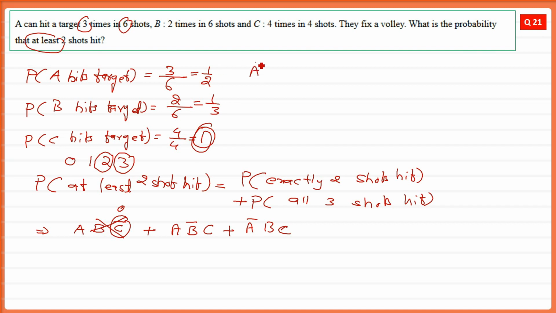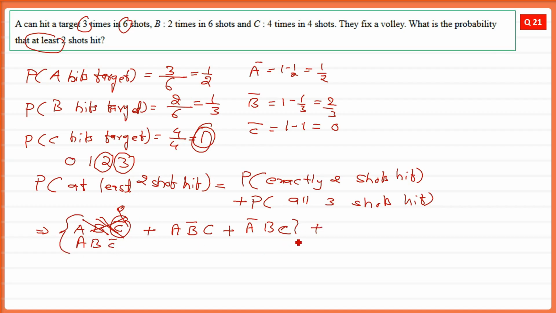Let me compute the probability of not hitting. A bar, the complement of A, will be 1 minus 1 by 2. That is, A does not hit. B does not hit is 1 minus 1 by 3, that is 2 by 3. C doesn't hit means 1 minus 1, which is going to be 0. So that is why I crossed the first one, but it is better to keep it. I will urge you to keep it: A hits, B hits, C doesn't hit. So these 3 are for the probability of exactly 2 shots being hit.